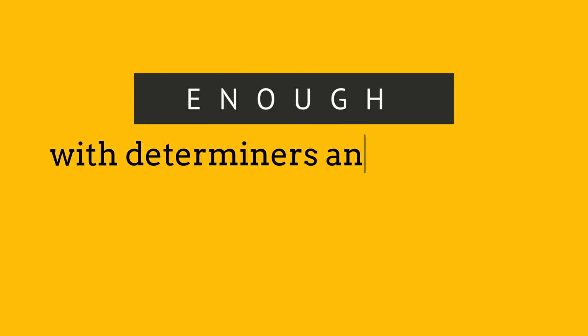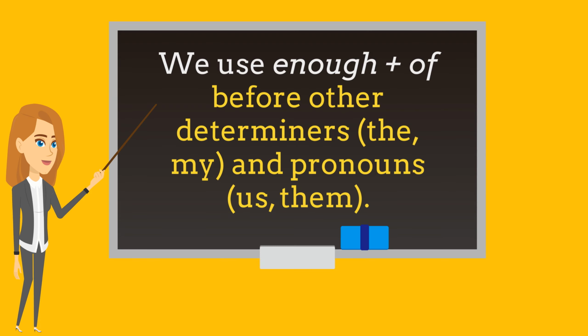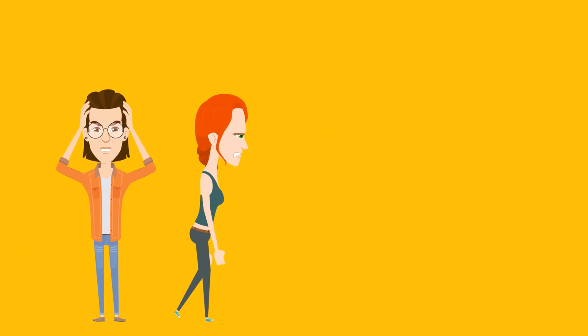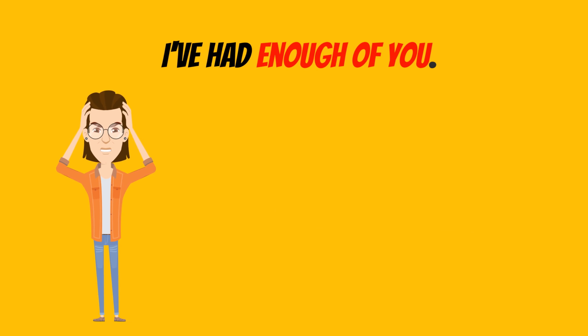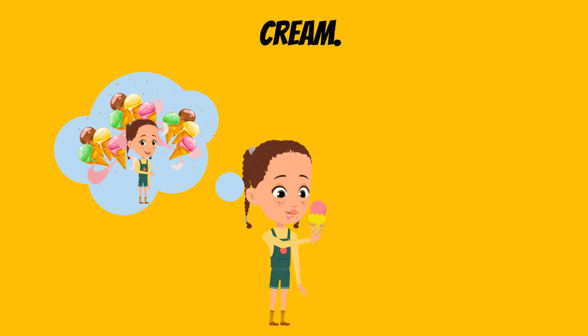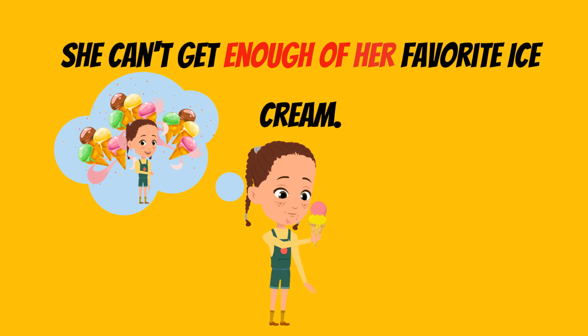Enough with determiners and pronouns. We use enough plus of before other determiners such as the and my, and pronouns such as us and them. Let's look at some examples. I've had enough of you. She can't get enough of her favorite ice cream.